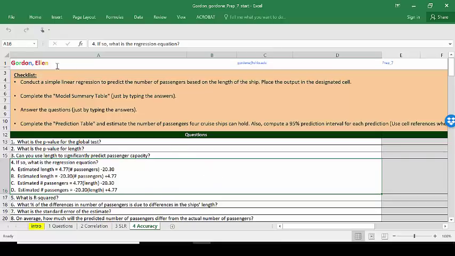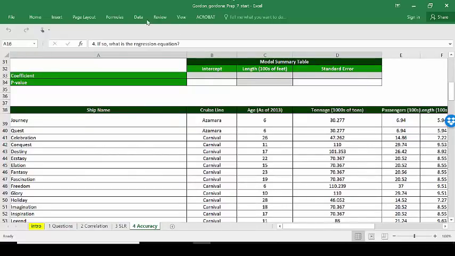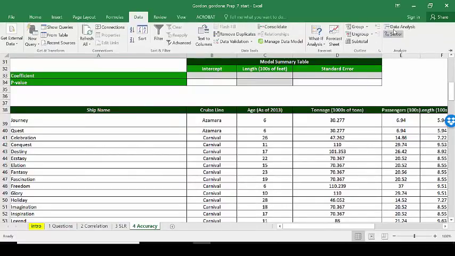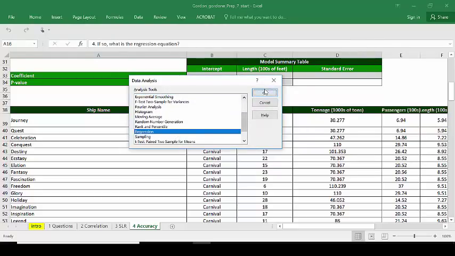In the last tab, we're asked to conduct a simple linear regression in order to predict the number of passengers based on the length of the ship. If you scroll down a little bit, you can see the data set. So in order to run a regression analysis, I'm going to open up the Data Analysis ToolPak, and I am going to select regression.